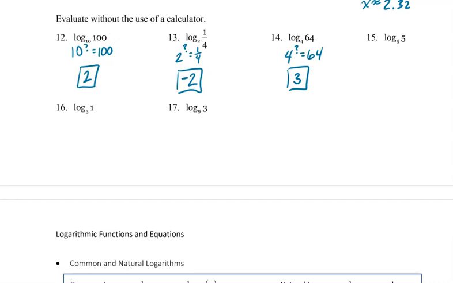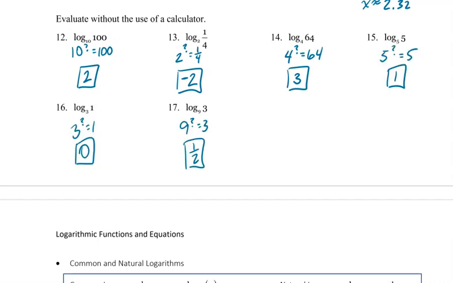All right, I'm going to leave 15, 16, and 17 for you to practice. Again, same exact idea, just ask that question that we were asking at the beginning. And if 17 looks a little more difficult than the other ones, I highly encourage you to go back and look at one of the examples we did earlier with a 9 and a 3. All right, so I'm going to give you a few seconds. Pause it if you need more time. But the answers are going to pop up now. So the answers are 1, 0, and 1/2.